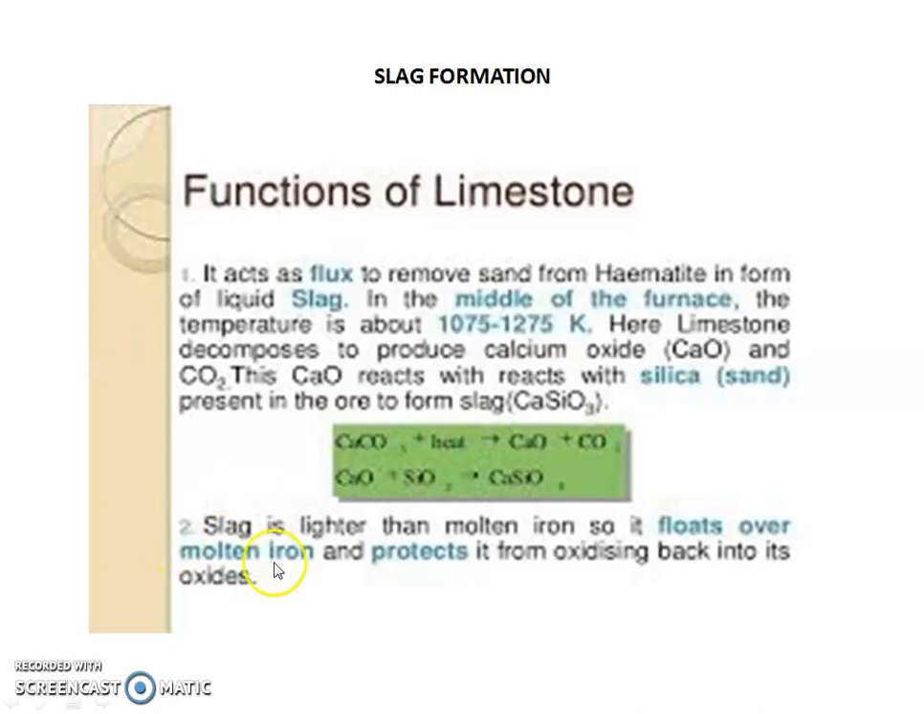Since slag is lighter than molten iron, it floats over the molten iron and protects it from oxidizing back into its oxide. That means slag is lighter than the molten iron.